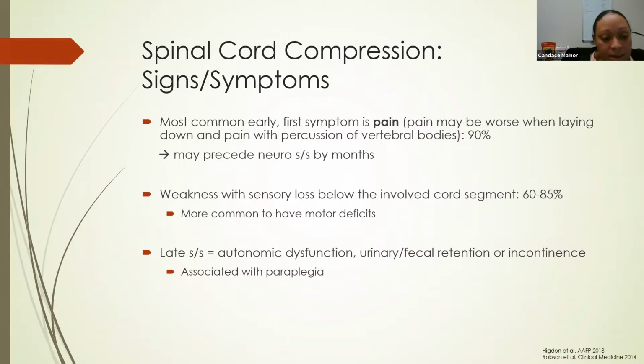Now, weakness with sensory loss below the involved cord can also be a sign or symptom. It's most common to have motor deficits. And unfortunately, the late signs and symptoms include autonomic dysfunction and urinary or fecal retention or incontinence. And these late signs and symptoms are often associated with paraplegia. And so with most oncologic emergencies, it's best to think about this early and treat early, because the best chance of avoiding paralysis is treating early.